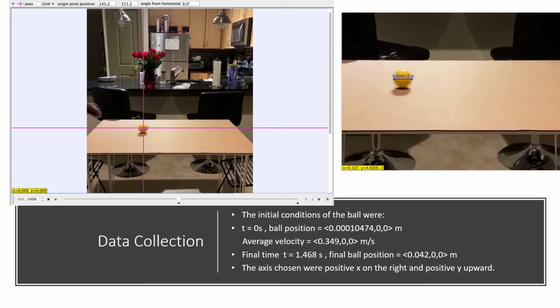We also extracted the initial condition of the ball and calculated the average velocity, which was the difference in position over the difference in time. The axes chosen were positive x in the right direction and positive y upward. The diameter of the ball was 4 centimeters.